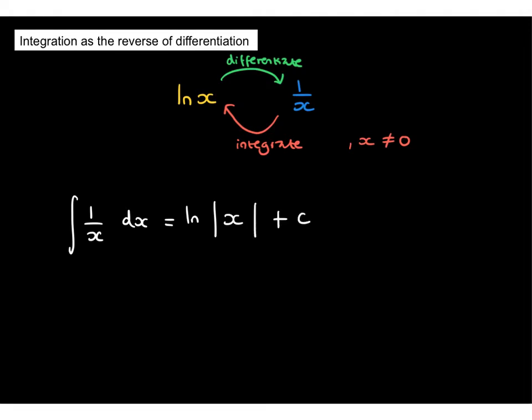Now you'll notice that we're including this modulus here because ln of x only exists for x greater than 0. So for this result to be defined properly, we have to restrict this to positive values of x. So let's use our newfound knowledge to have a look at a few quick examples.